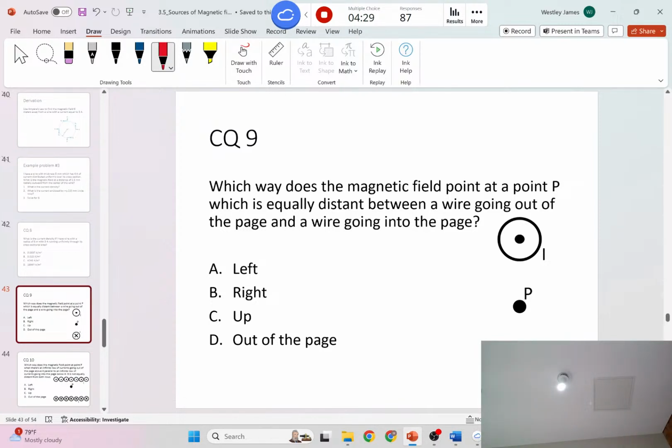So, I have a wire that is going out of the page. And now the wire is going into the page. What is the direction of the magnetic field at some spot in between them? I have a wire going out of the page. I have a wire going into the page.